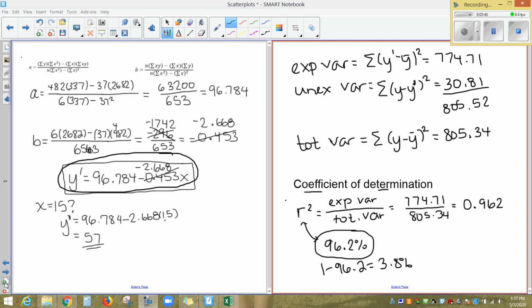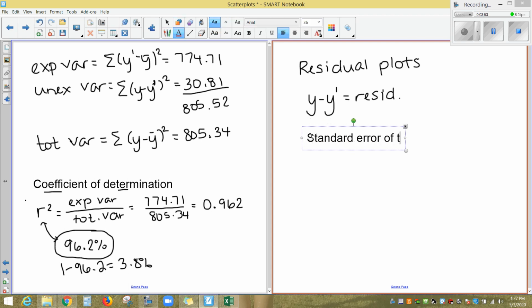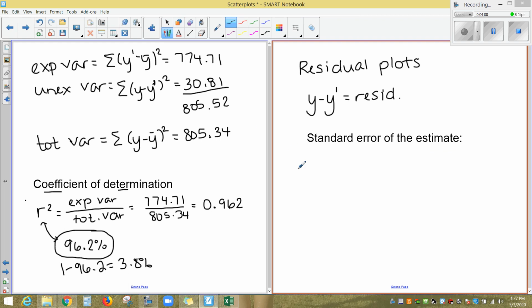To find the standard error of the estimate, the formula involves using values that we've already found. We take the square root of the sum of the y minus y primes squared, over n minus 2. For the example that we just did, our sum of y minus y prime squared is 30.81. We had 6 data points, so n minus 2 is 4. And if we take the square root of that, we get 2.78.